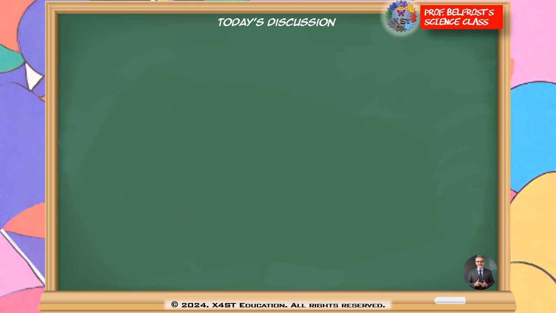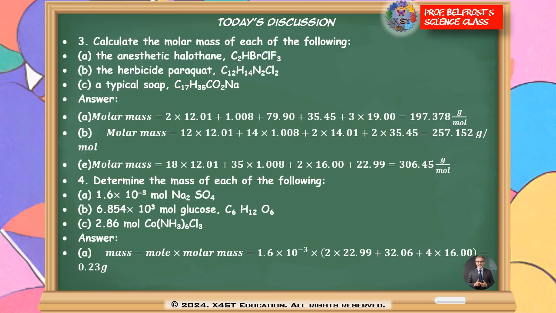Number three, calculate the molar mass of each of the following. This is the same as before. This time we have more different elements or atoms involved, but the way to solve it is just the same. I'll leave it for you to evaluate by yourself.